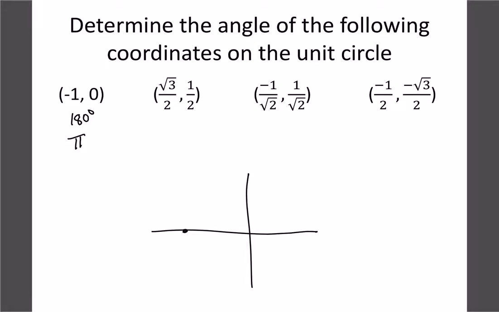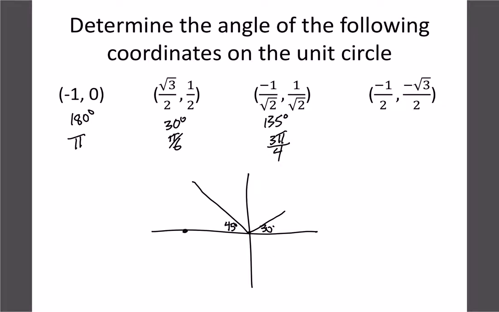Root 3 over 2 and 1/2, that would be our 30-degree angle triangle. So that would be 30 degrees or pi by 6. Here we got negative 1 over 2 and positive, so that's 45 degrees up like that. So that would be 135 degrees, or in terms of pi by 4s, that would be 3 pi by 4.